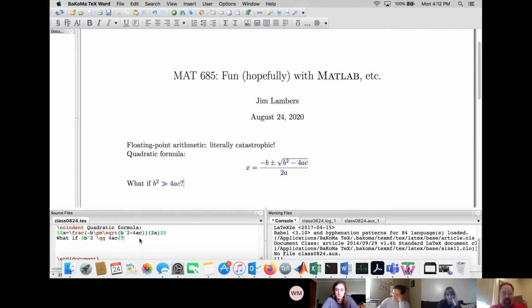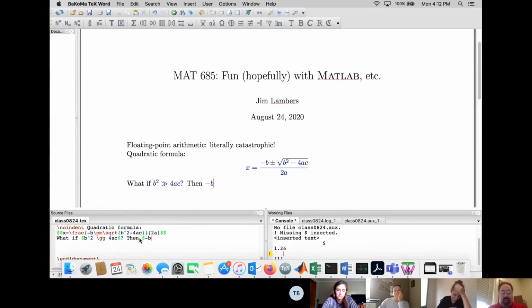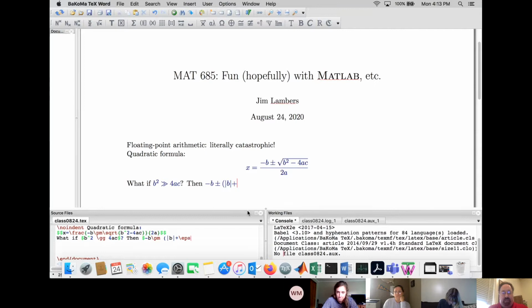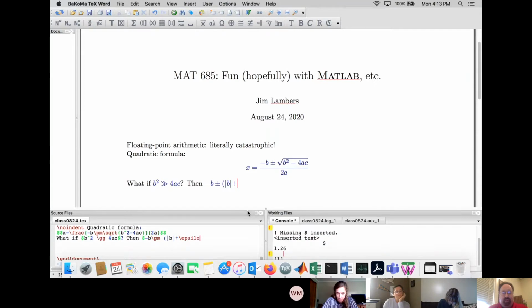So then what happens is, if you look at this expression, minus b plus or minus the square root, if 4ac is negligibly small, then this is roughly the square root of b squared. So it's roughly the absolute value of b plus something very small. So let's say plus or minus the absolute value of b plus some epsilon, where epsilon is small.